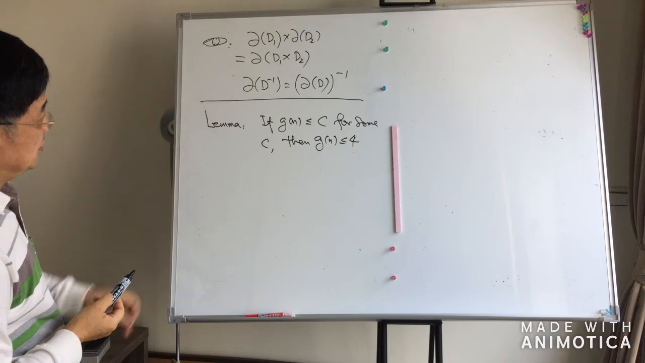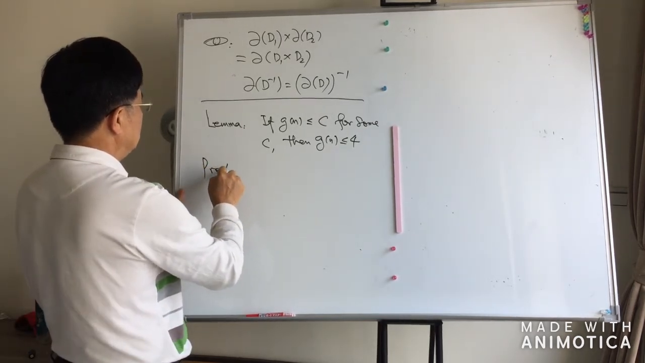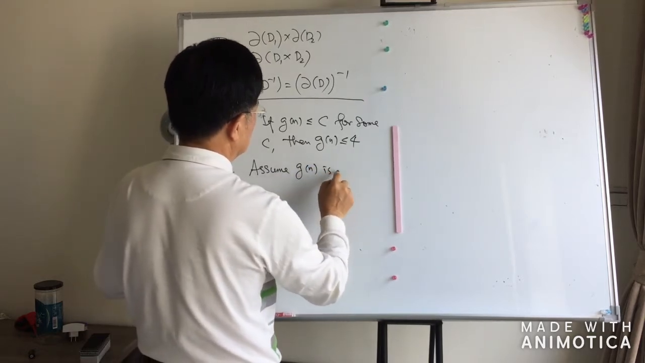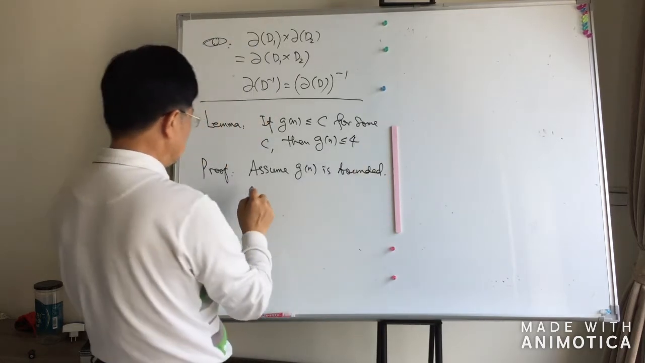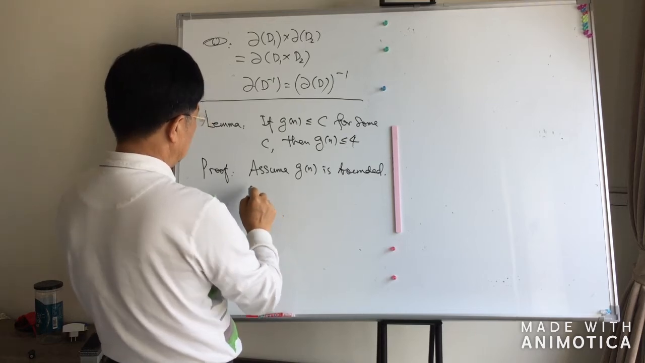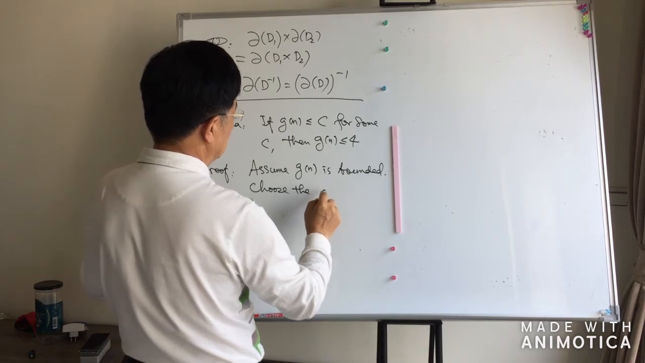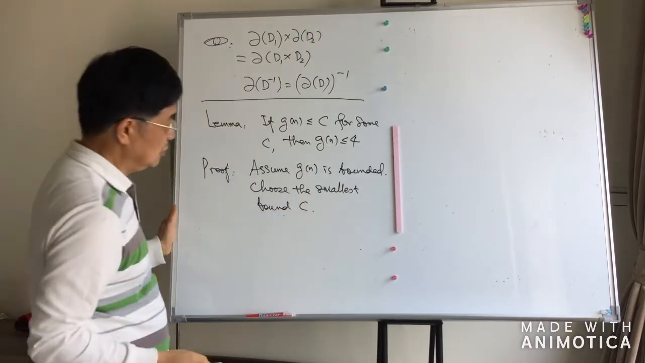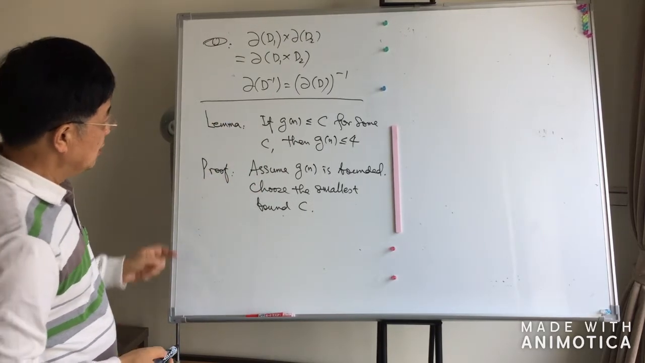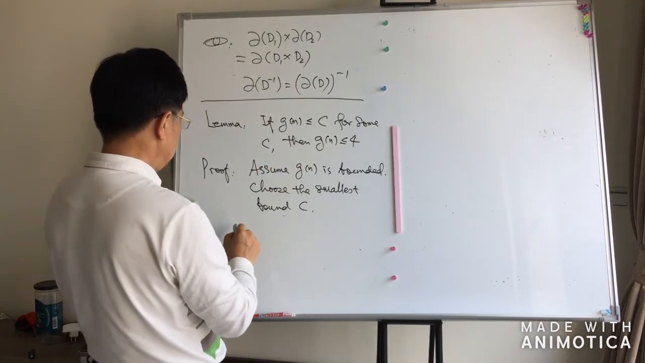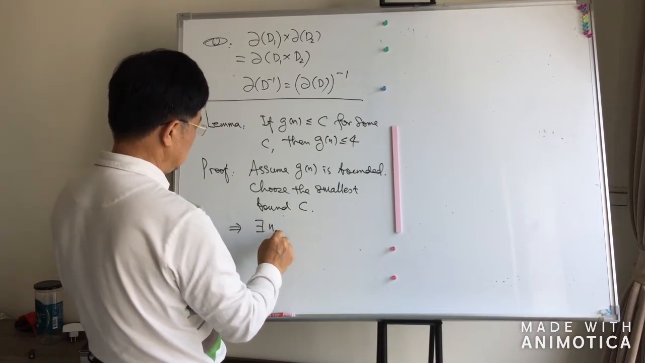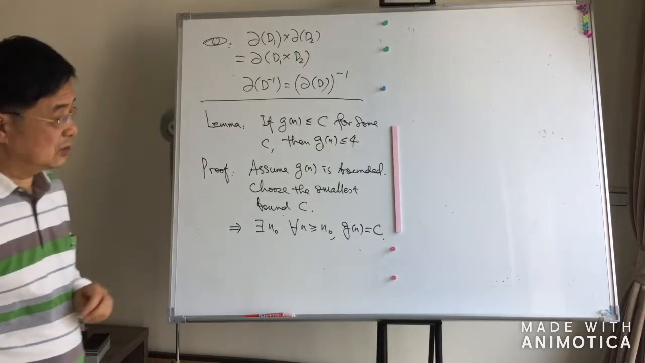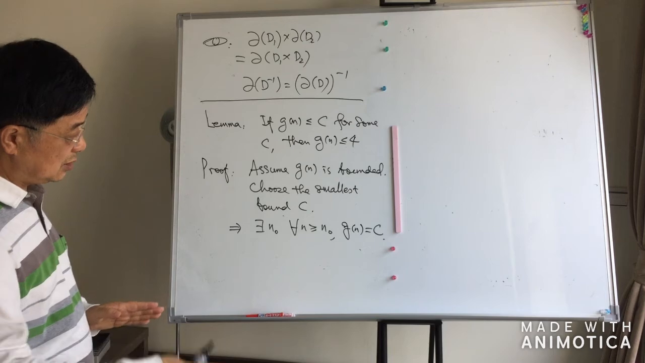So we prove this. We assume Gn is bounded, otherwise there's nothing to prove. Assume Gn is bounded by some constant C. We choose this C to be the smallest bound, the minimum, so that every Gn is less or equal to C. And because Gn is monotone, non-decreasing, this implies that there exists an n0 such that for every n greater or equal to n0, Gn is equal to C. So this bound is attained, and after some n0 it stays C.